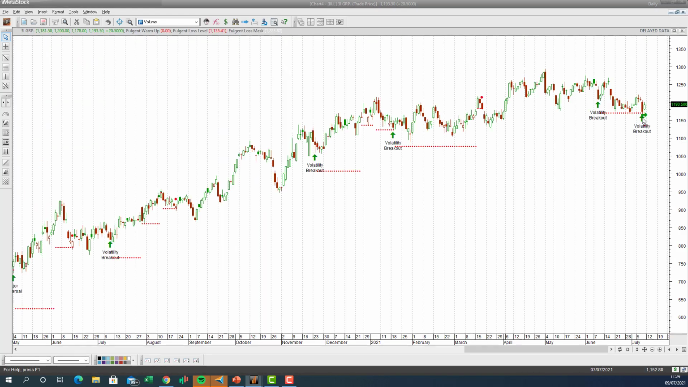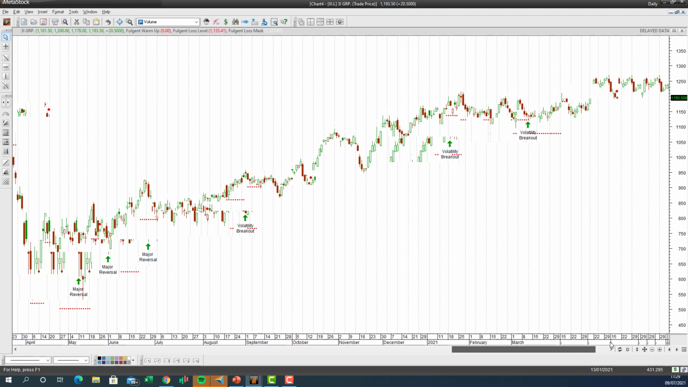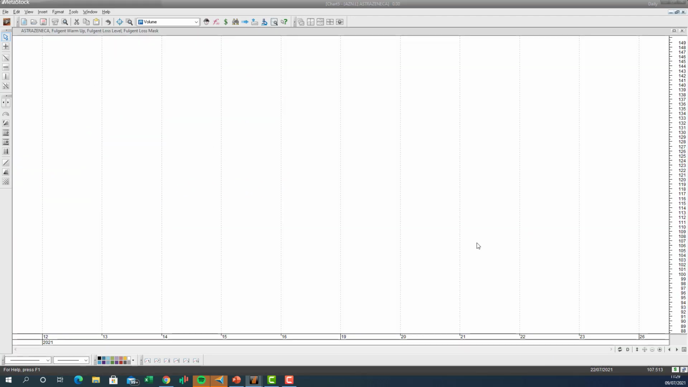One day into a trade, you can see there's a new volatility breakout signal. You can see back here over the last couple of months, volatility breakout and the major market reversal resulted in quite a lot of high probability trades. AstraZeneca.